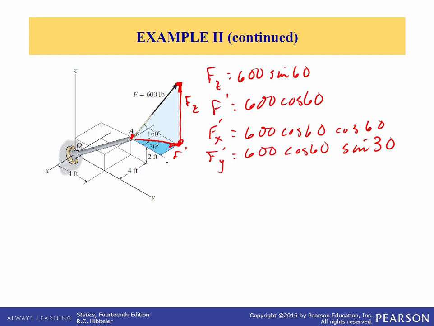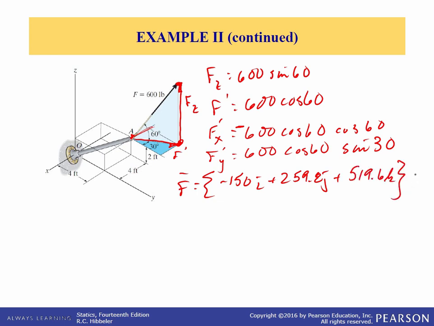Now fz is positive, and f sub x is negative, right? Its components are in the negative x direction. So f as a vector then comes out to be minus 150i plus 259.8j plus 519.6k. And that's in pounds.